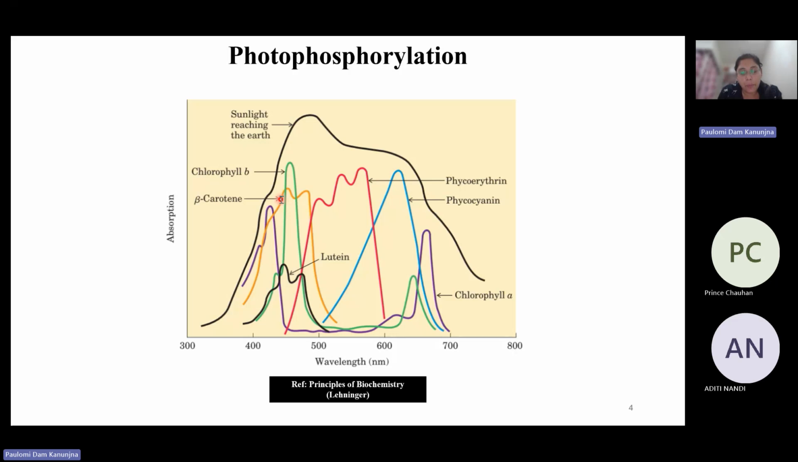Then there are several other components that absorb at different wavelengths and give away the reflectance at a different wavelength. But what you need to remember is all these different components are present as a light harvesting complex to maximize their intake, or maximize their absorption, of light energy, right?